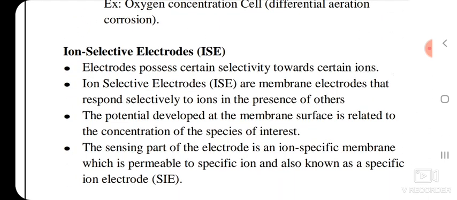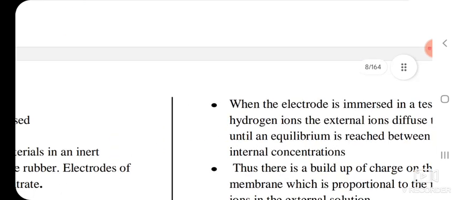Ion selective electrodes, ISE. Electrodes possess certain selectivity towards certain ions. Ion selective electrodes are membrane electrodes that respond selectively to ions in the presence of others. The potential developed at the membrane surface is related to the concentration of the species of interest. The sensing part of the electrode is an ion-specific membrane which is permeable to a specific ion, and is also known as specific ion electrode, SIE.